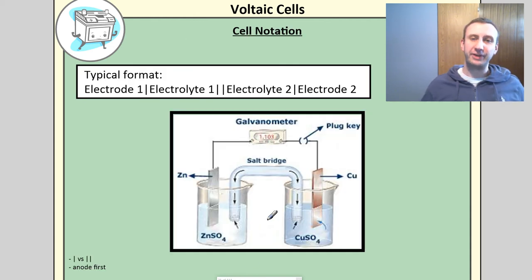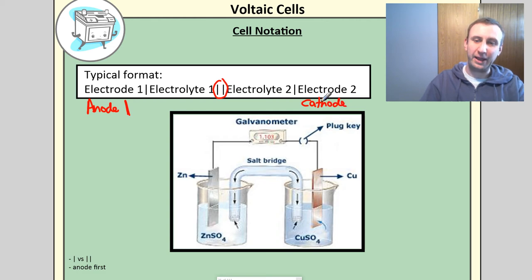So when we write out a cell, we often use something called cell notation, which is a short form way of writing out what we have in a cell. And it always goes anode, then I have a vertical line, and then I have the electrolyte that is with the anode. Then I have two vertical lines, and I have the electrolyte with the cathode, and then I have the cathode. So this is always the layout that I have when I'm talking about a cell in cell notation.